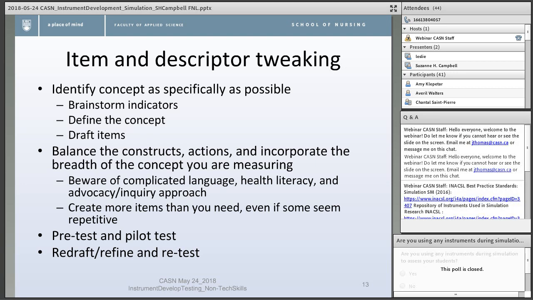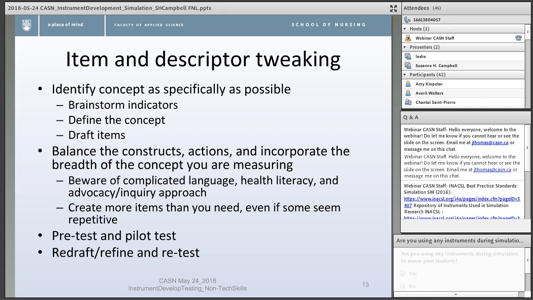But that was our focus. So we identified the concept as specifically as possible, brainstormed some indicators, defined it clearly, drafted some items, and then tried to balance the construct's actions and incorporate the breadth of the entire concept we were using. We were very aware at that time of not using complicated language, of what health literacy of patients would be, and really tried to incorporate an advocacy inquiry approach.